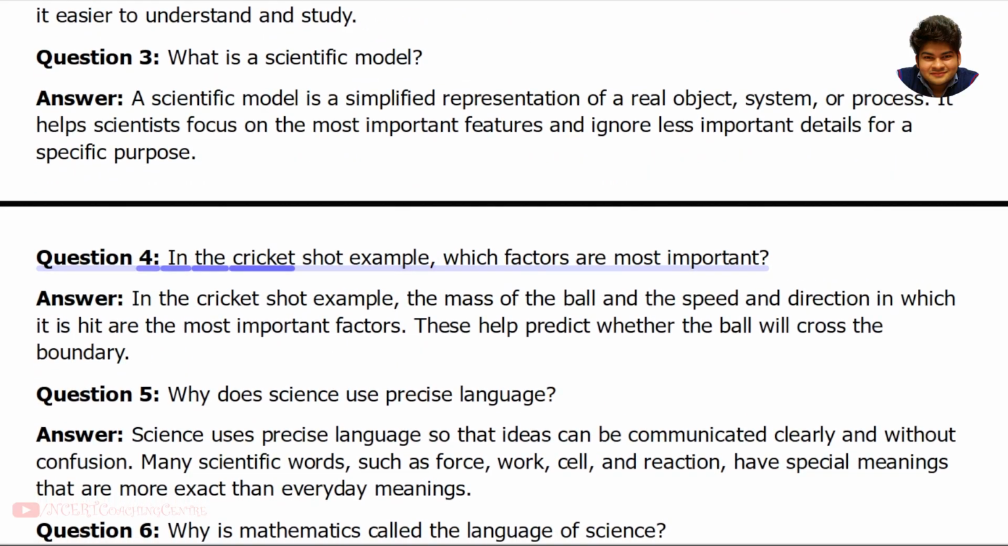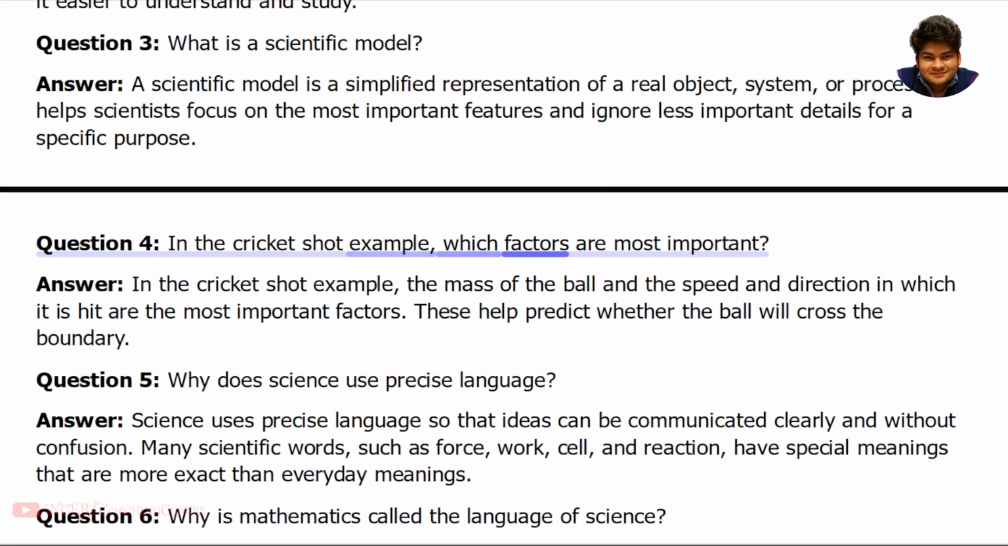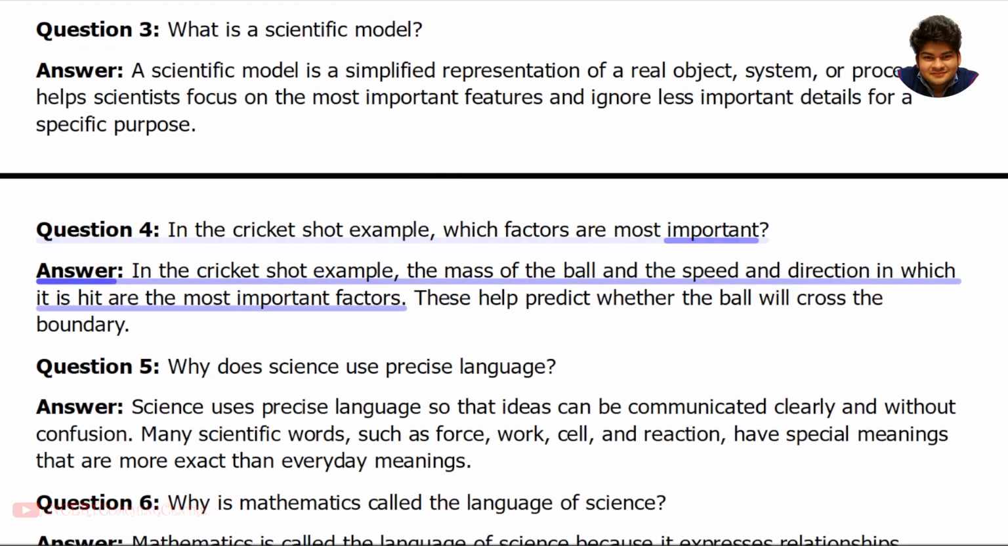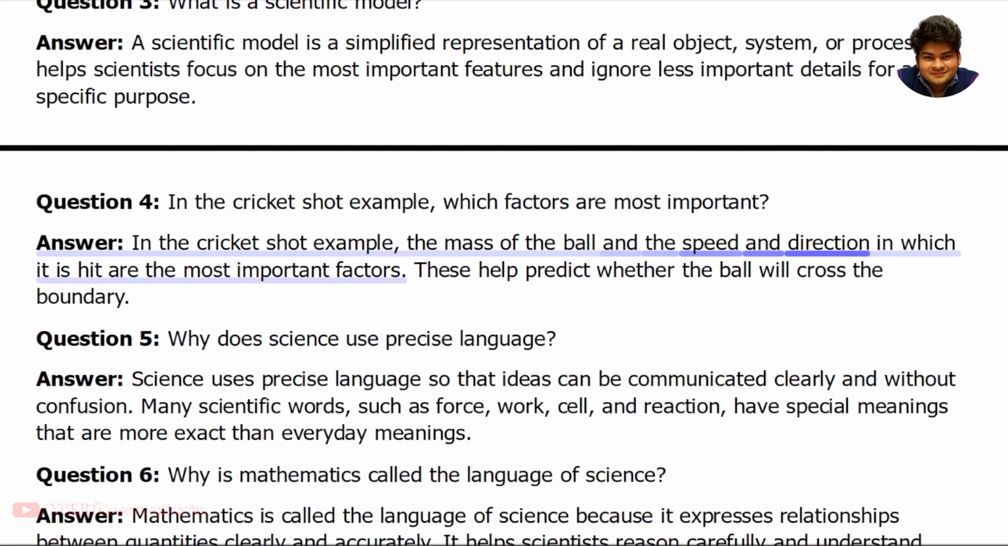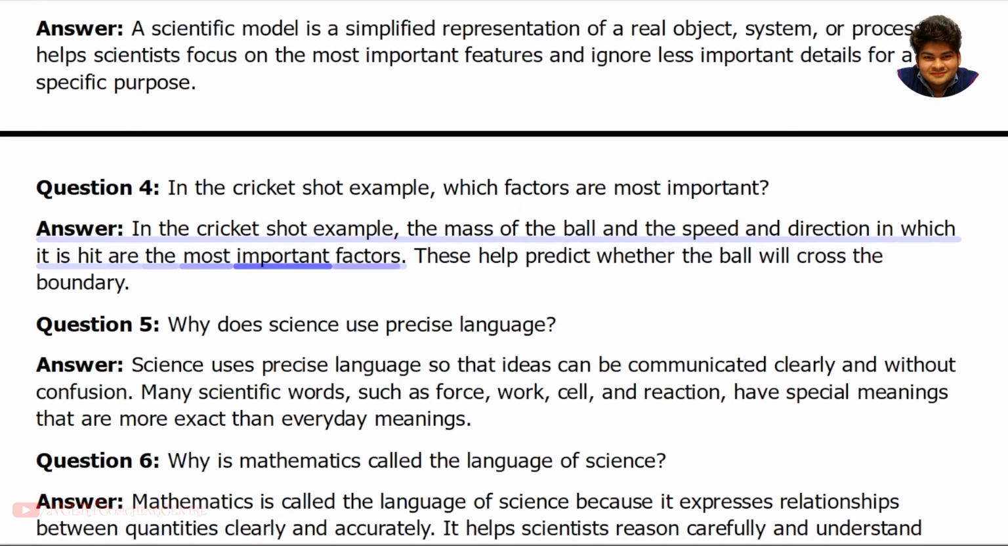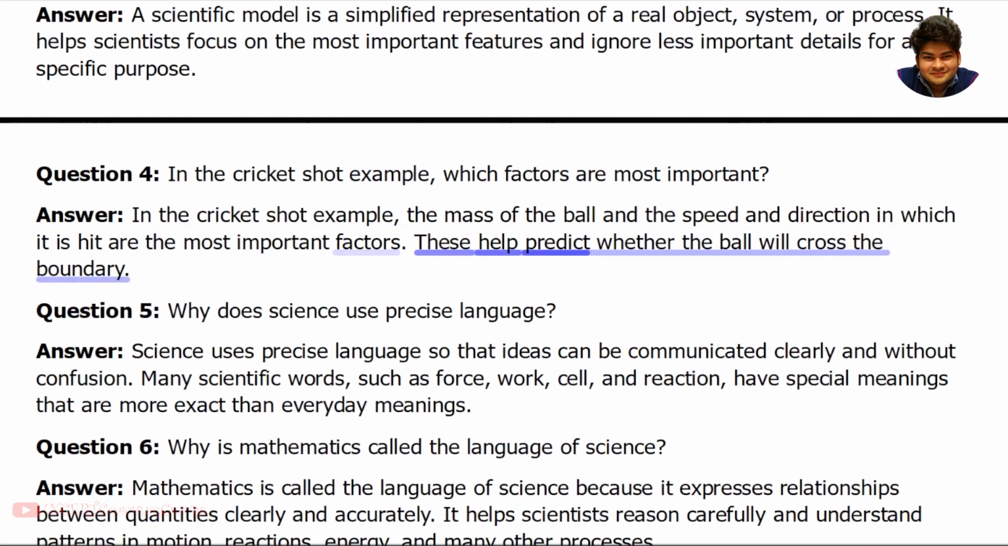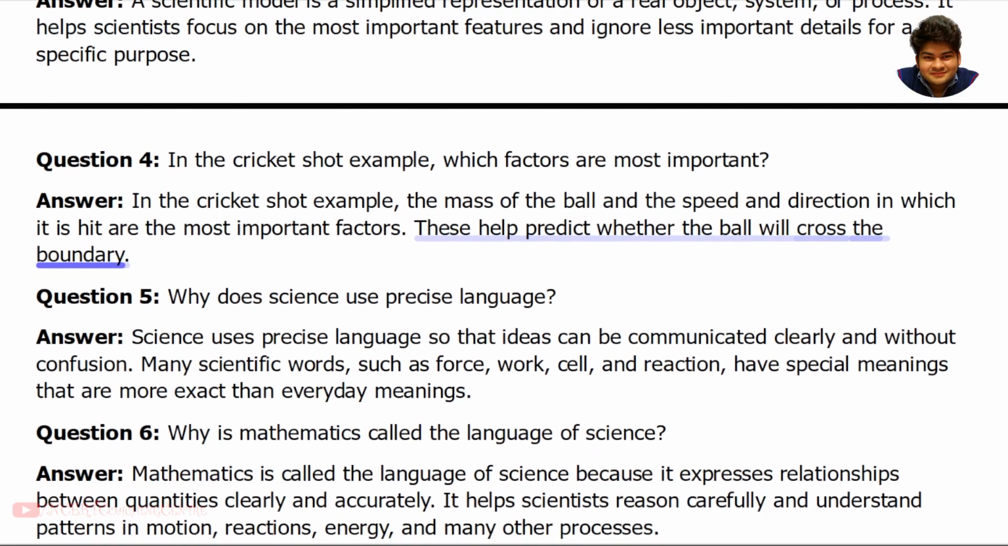Question 4. In the cricket shot example, which factors are most important? Answer: in the cricket shot example, the mass of the ball and the speed and direction in which it is hit are the most important factors. These help predict whether the ball will cross the boundary.